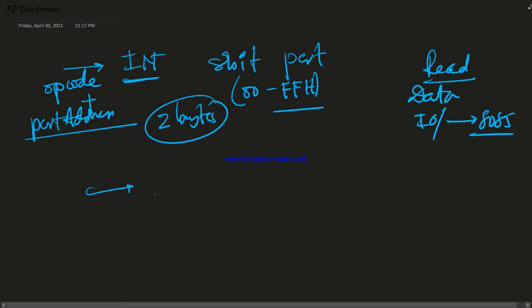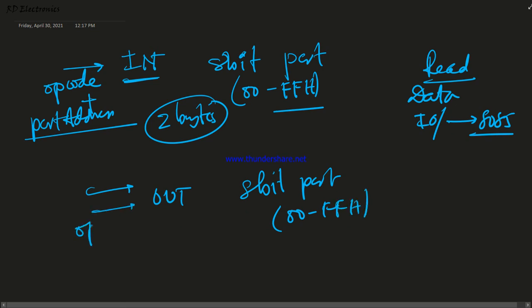Okay. Second one is the OUT instruction. What is the meaning of OUT? It also works for an 8-bit port, and the limit of the port number is 00 to FF because it is 8-bit. And first of all, this is the opcode, plus the port address. So this OUT instruction is also a 2 byte instruction.